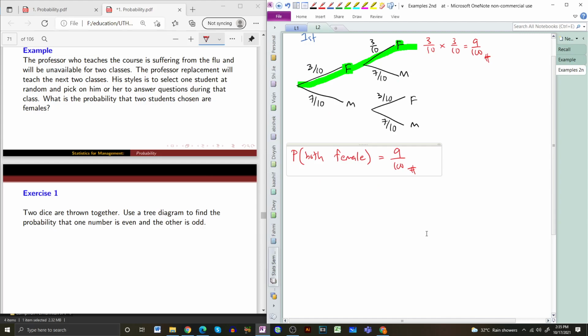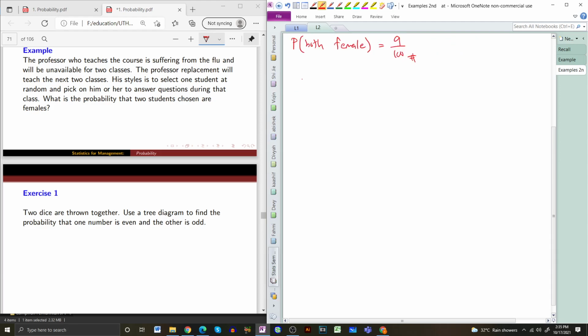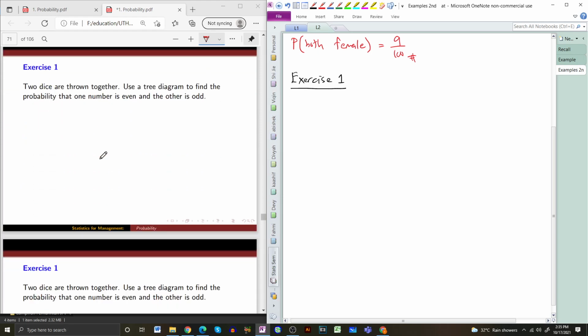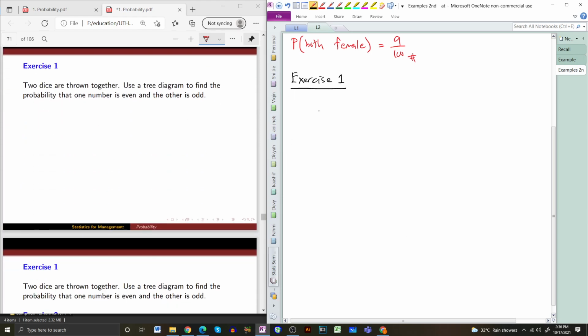Exercise 1. Two dice are thrown together. Use a tree diagram to find the probability that one number is even and the other one is odd. So if you throw a die, what is the outcome you will have? 1, 2, 3, 4, 5, 6. Okay, these are the sample space. We call this the sample space for the dice.